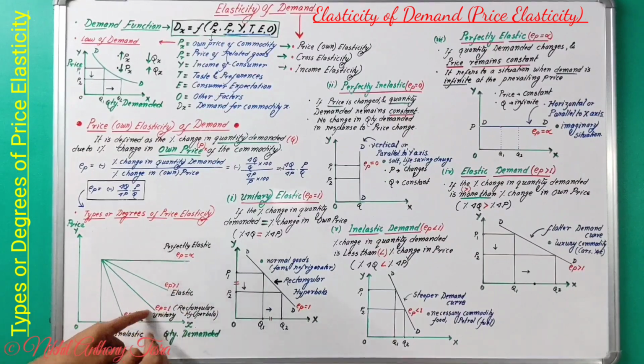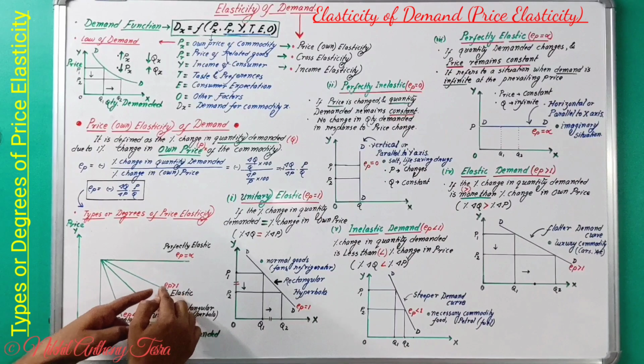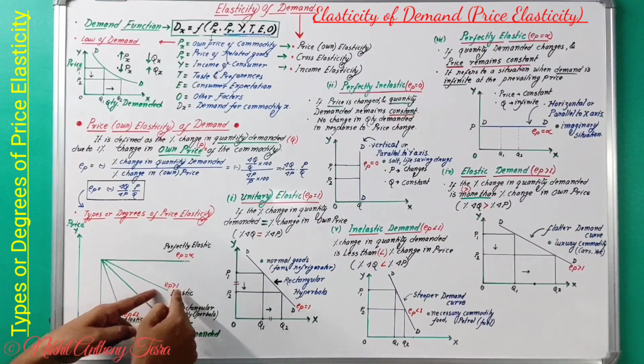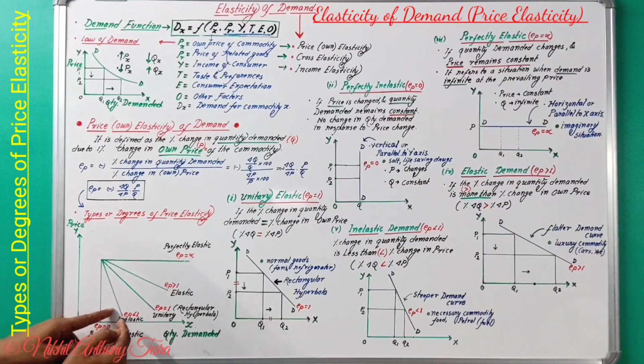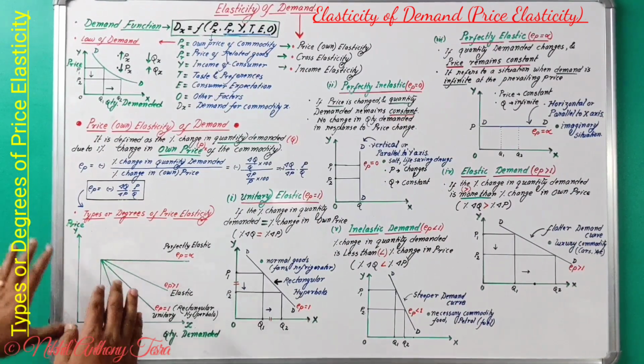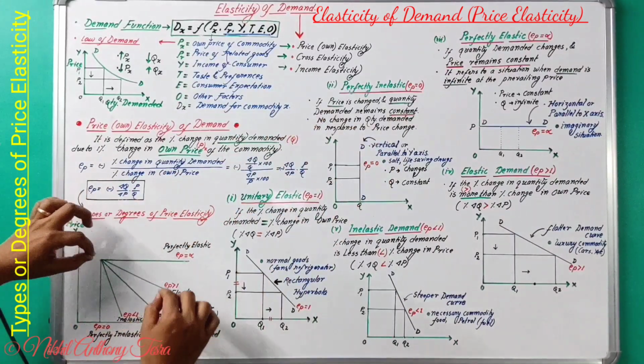This is EP equals to 1, which is known as unitary elastic or unit elastic. Above 1, so EP greater than 1, is elastic demand, and below 1, so less than 1, is inelastic demand. So let me explain separately 5 different demand curves.